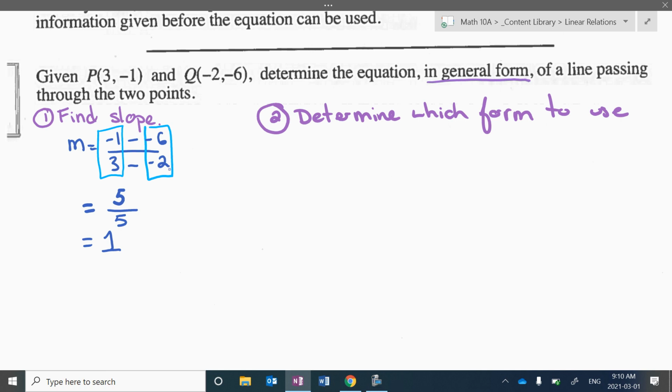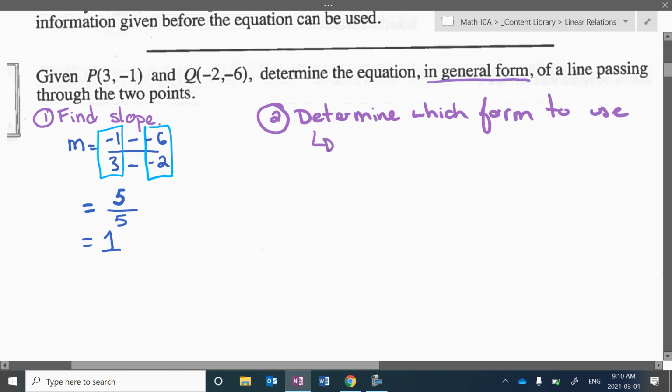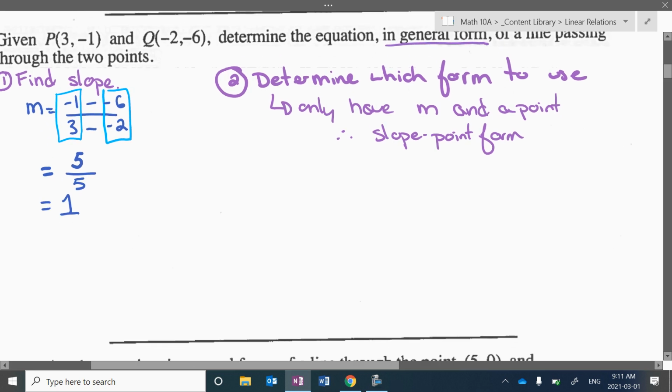Do I have my y-intercept? No. So we have to use slope point then. We only have our m value and a point. Therefore, we need to use slope point form. That's the conversation you need to have in your head. By no means do you have to write this out; you can just go directly there, but I want to write it out for your notes to help guide you.